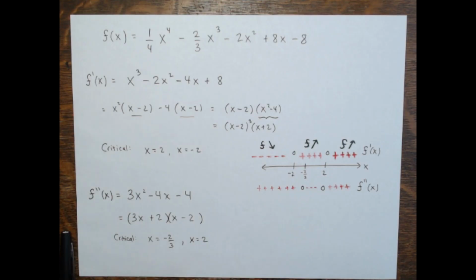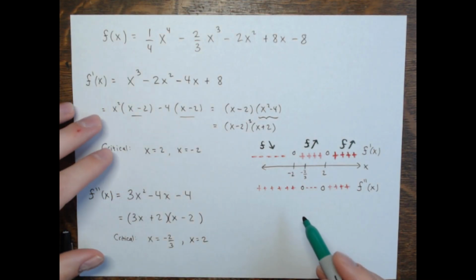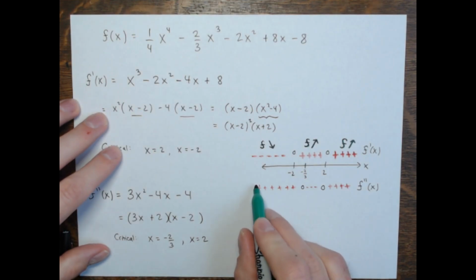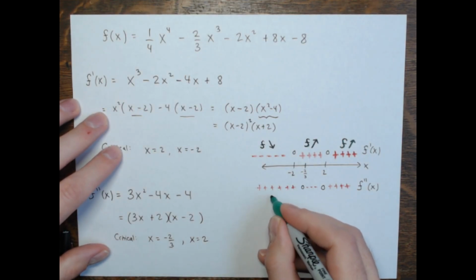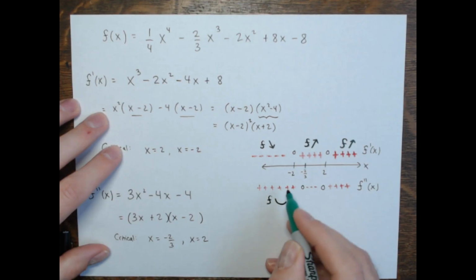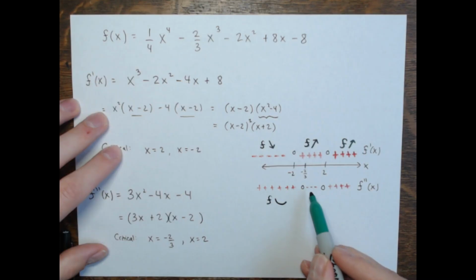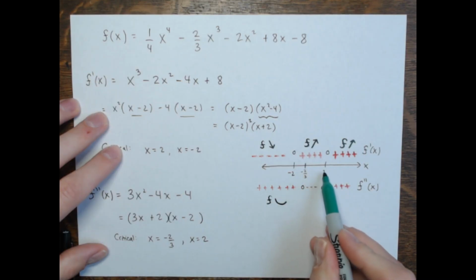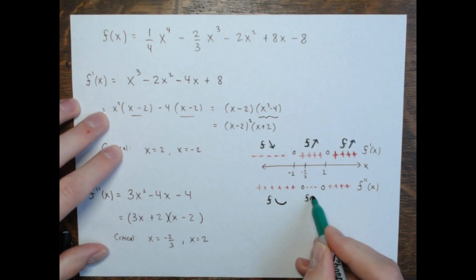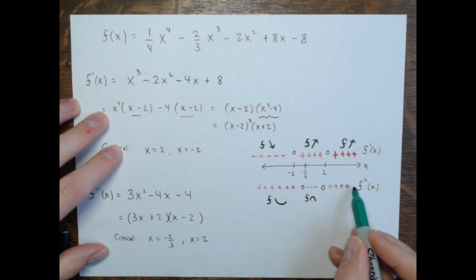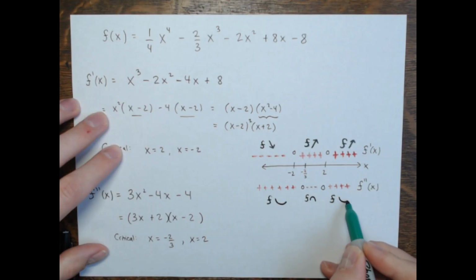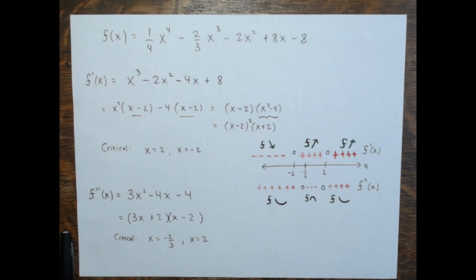And once again, what that tells us about f is that up until negative 2/3, the graph of f is concave up. It's got positive second derivative. And then between negative 2/3 and 2, f is concave down. And then to the right of 2, f is back to being concave up.